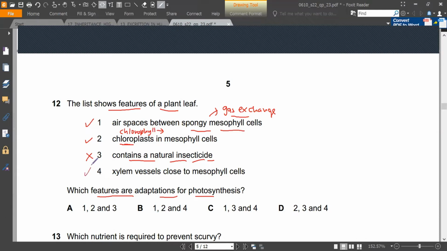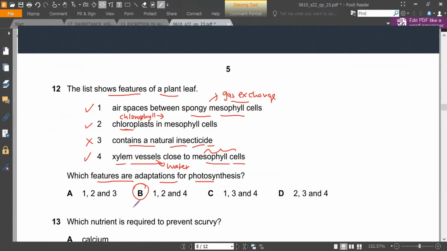Xylem vessels close to mesophyll cells, yes. Xylem vessels can supply the water. So this will be helpful for photosynthesis, because we need water for photosynthesis. So 1, 2, and 4. Straightforward. All right.